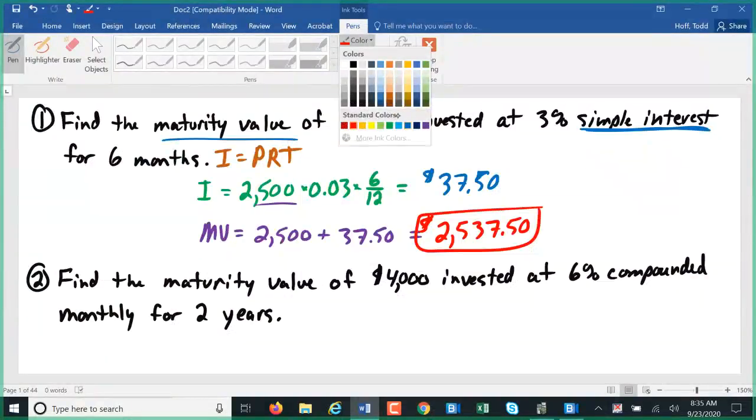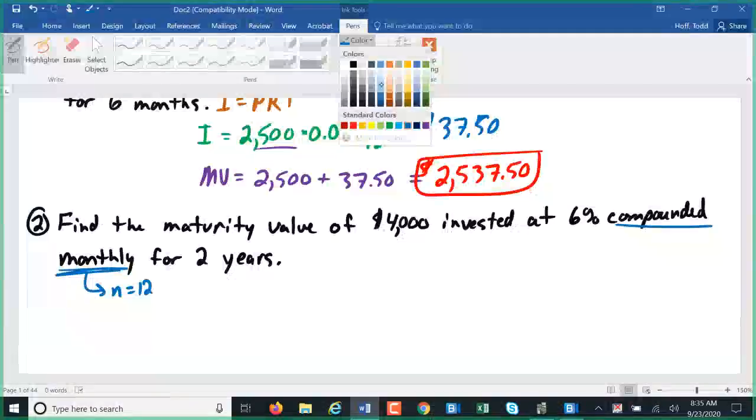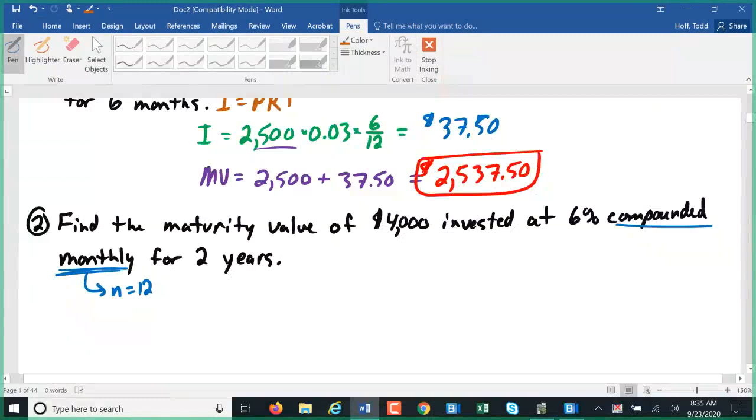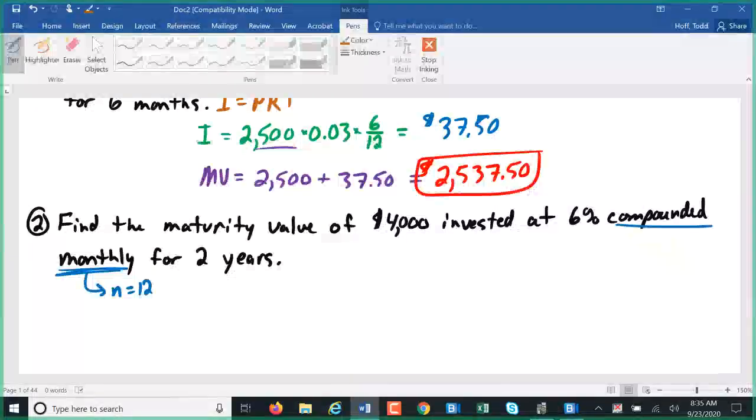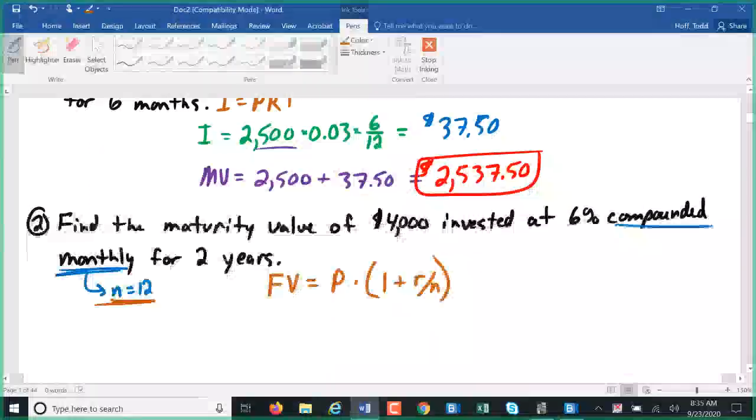The second one I expected to be a little bit more of a struggle. The key phrase here is compounded monthly. Monthly means it is 12 times a year, so that would be n equals 12. And I never actually gave you this formula yesterday. We talked about it, and we plugged numbers into it, but I never gave you the formula itself. That future value or maturity value of compound interest is the principal times 1 plus our rate divided by n, where n is the number of times in a year, so monthly is 12, to the power of n times t, where t is our years.